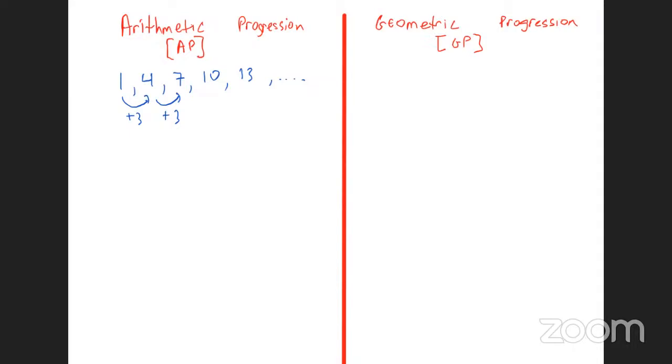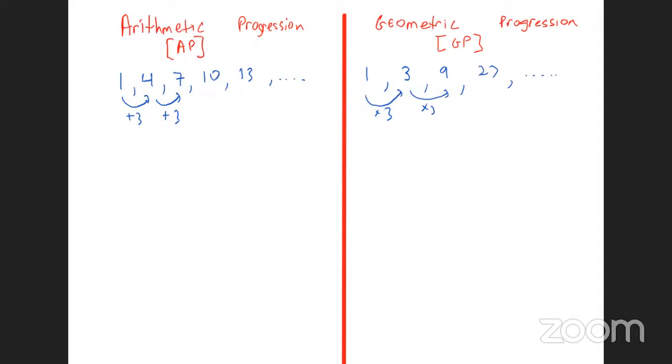But a GP, on the other hand, is a little bit different. Right? A GP will look like this. Instead of adding the same value, you're going to multiply by the same value. So 1 times 3 is 3, right? 3 times 3 is 9. 9 times 3 is 27, and so on, right?